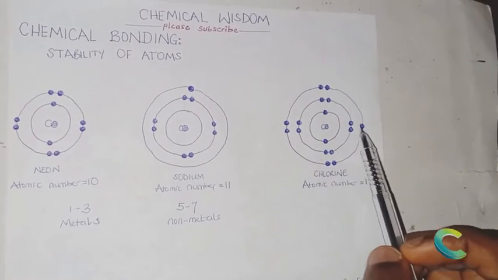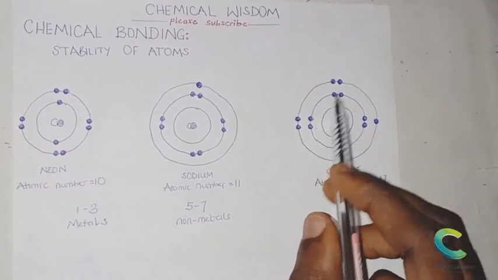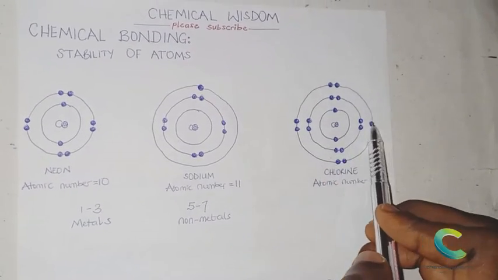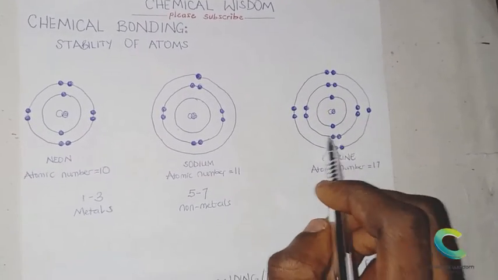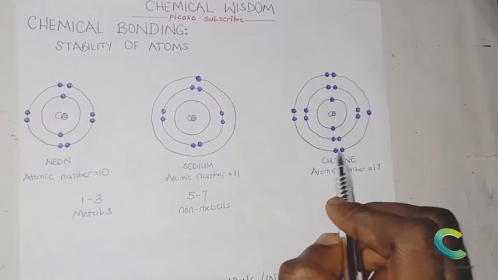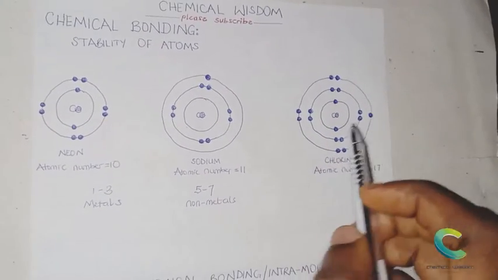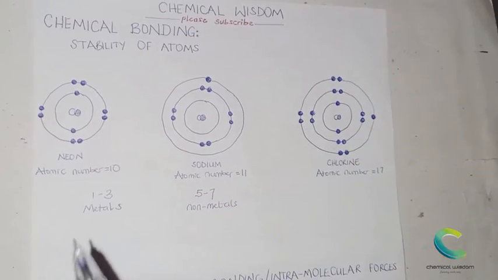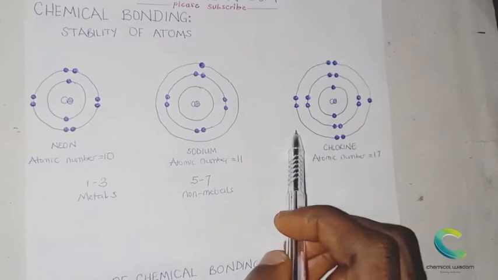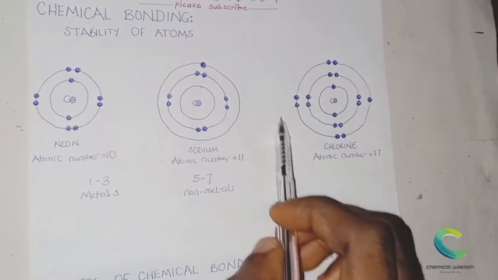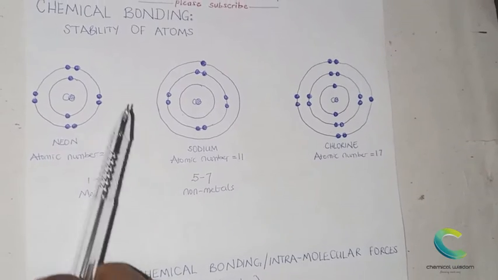If you look at this chlorine atom, it has 1, 2, 3, 4, 5, 6, 7. It has 7 valence electrons. What does that mean? The chlorine atom here is not stable, in that the valence shell is not completely filled up. So that's why atoms get involved in chemical bonding. It's an attempt for them to fill up the valence shell. That's what gives rise to the different types of bonding. We're going to be looking at that in the subsequent videos.